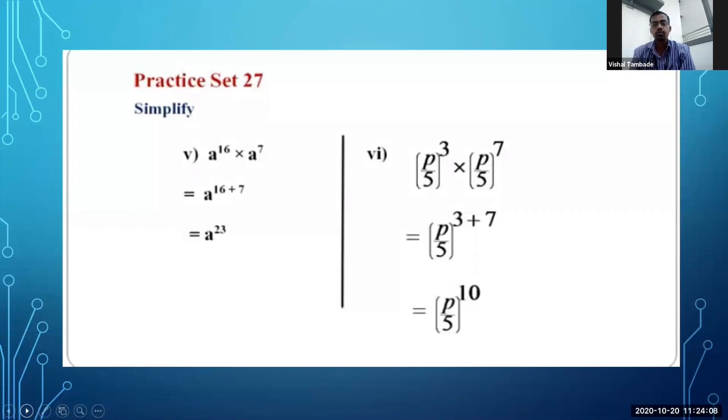In this question, we also use the law. Yes, our law says that if the base is the same, then you have to add the power, because the operation between them is multiplication. That's why our base is P upon 5, we take P upon 5 one time and our indices, means powers, are 3 and 7. Then we add the power, 3 plus 7. Then our answer is P upon 5 raised to the power 10. This is our final answer. I hope everybody understands better.